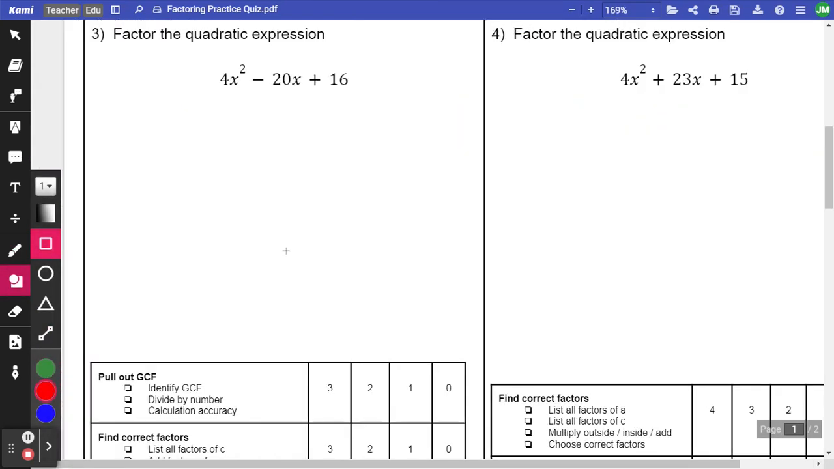Alright, number 3. So 4x squared minus 20x plus 16. We take a look at each of these numbers and try to see if there's a greatest common factor. So 4 has 4 and 1, 20 has 4 and 5, and 16 has 4 and 4 as all possible factors. So all of them have 4 in common. So we can divide out a 4 from all of these to begin.